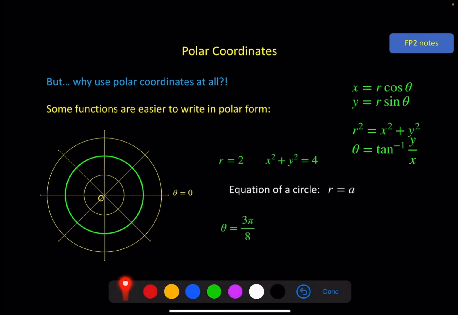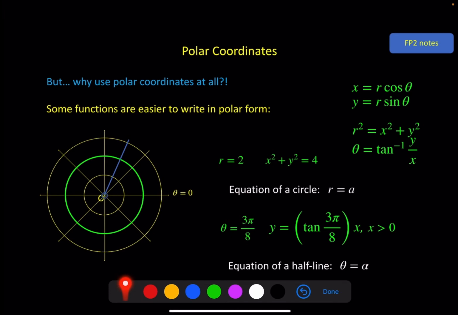We also have theta equals 3 pi by 8, so if theta is equal to some constant angle, then that's a line going up and out like this, a half line. To have that in Cartesian form, again, it's not very complicated, especially if this gives you a nice number, but it is more complicated than this, especially needing this little tag on here to make it a half line rather than a full line. So the equation of a half line is theta equals some constant alpha.